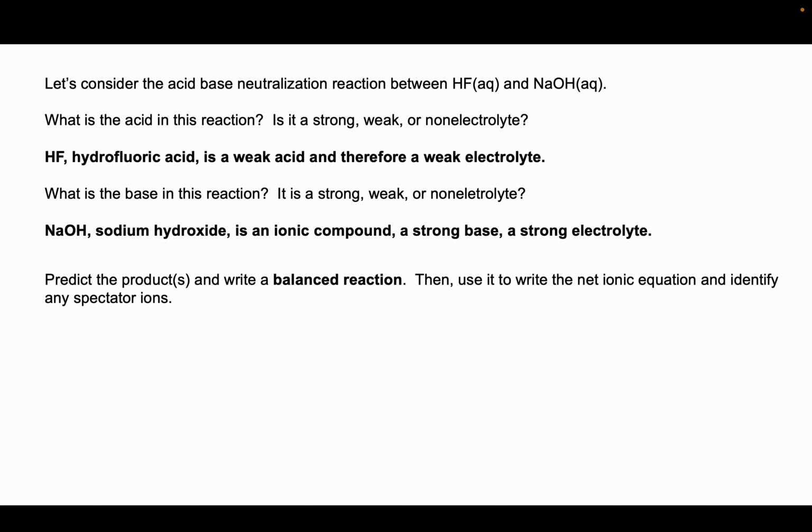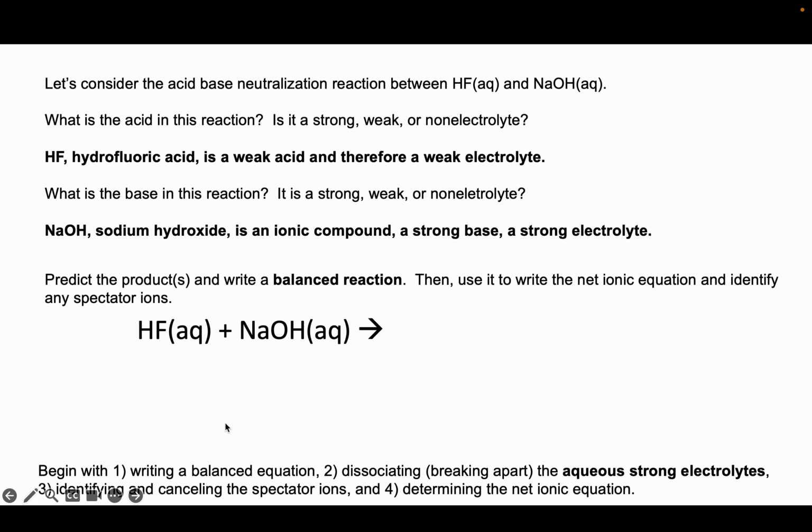If we're predicting the products, we're going to start with the acid and the base. Once again, we're going to form water and the resulting salt, which are the remaining cations and anions, in this case the sodium fluoride. The plan to get the net ionic equation, same plan. I see a balanced equation. Let's break apart the aqueous strong electrolytes.